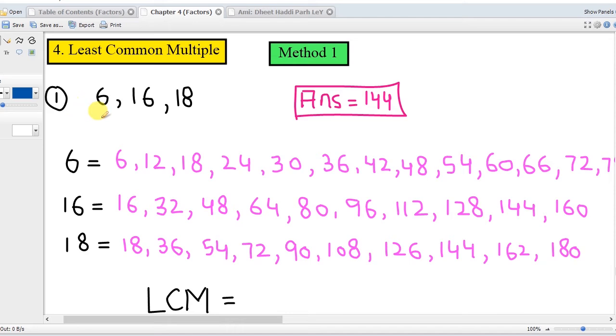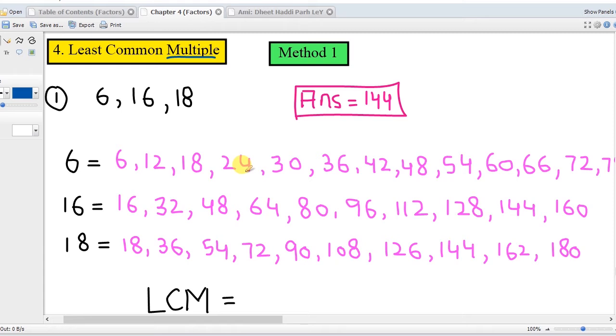So here is question number 1, which is we have to find the least common multiple of 6, 16 and 18. Since the word itself says we have to find out the multiples of these numbers. So what are the multiples of 6? We just need to write the times table of 6. So this is 6, 12, 18, 24.